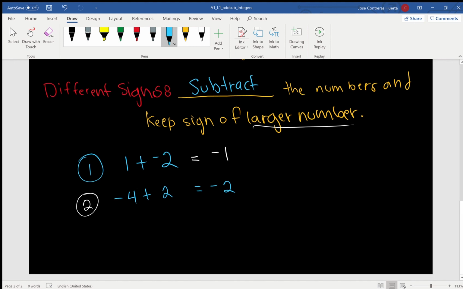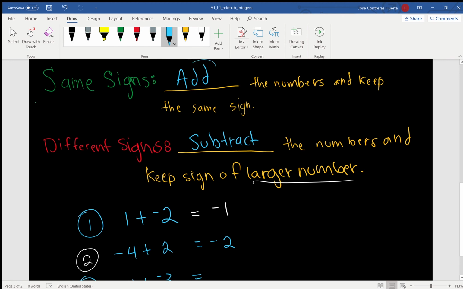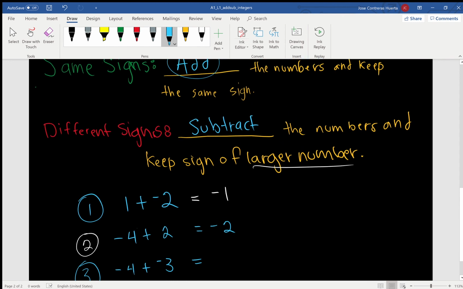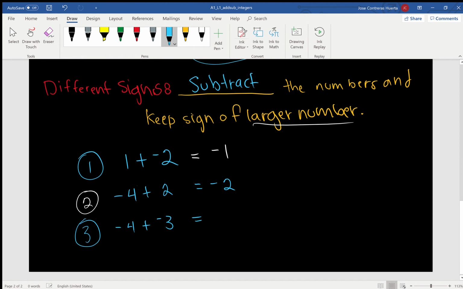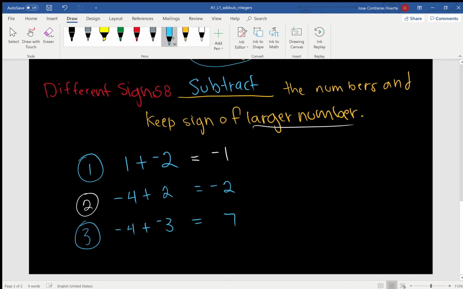Let's go to a third example. Let's say that you have -4 plus -3. So what is this? This is negative and this is negative, so they're both the same sign. So what do you do with the numbers? You go ahead and add them, right? You add the numbers, but make sure that you keep the same sign. So add the numbers, that's 7. So were they both positive? No, they were both negative, so therefore my answer is negative.